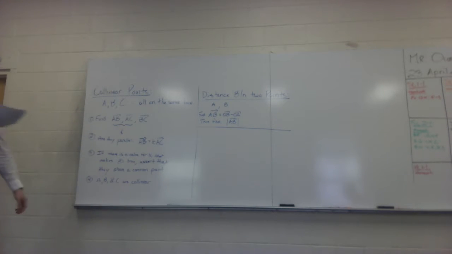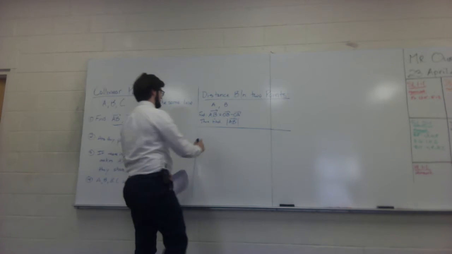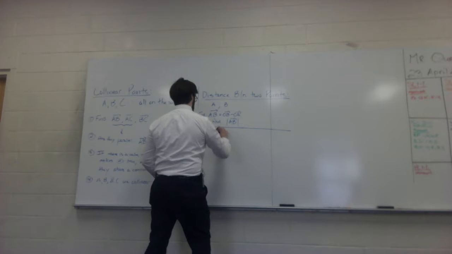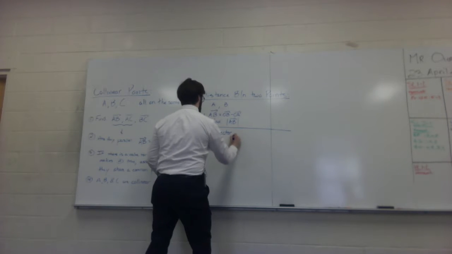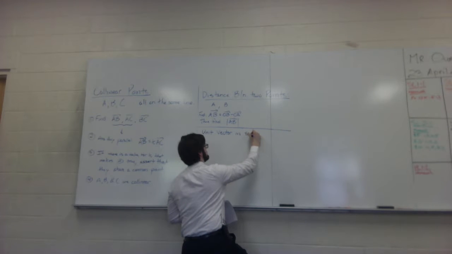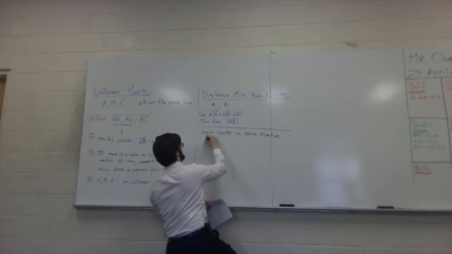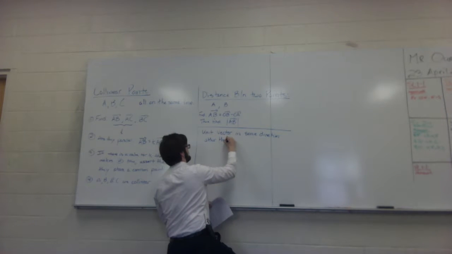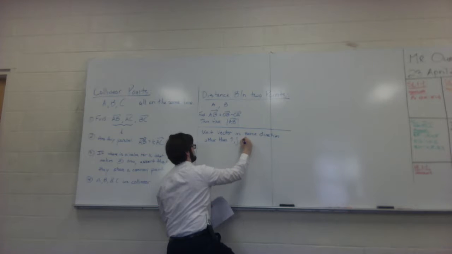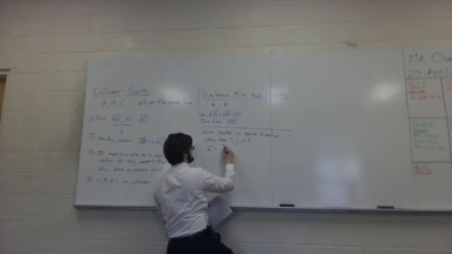Cool. So the next thing we're going to talk about is finding a unit vector. Specifically, a unit vector in what form? In some direction other than i, j, or k. So let's say in the direction of A, and it has components 3, 2, 6.